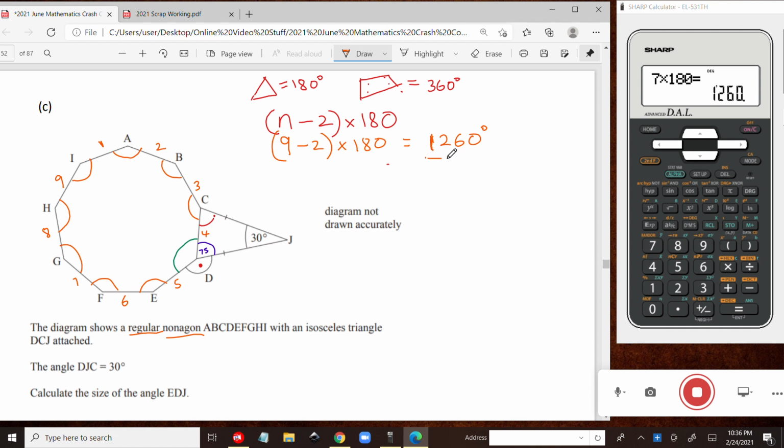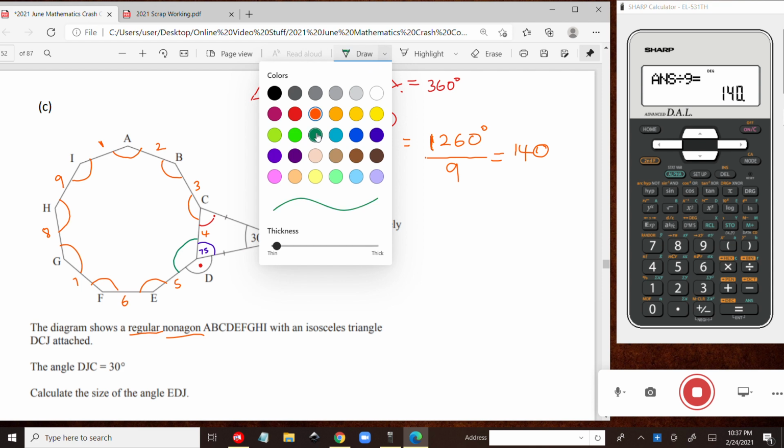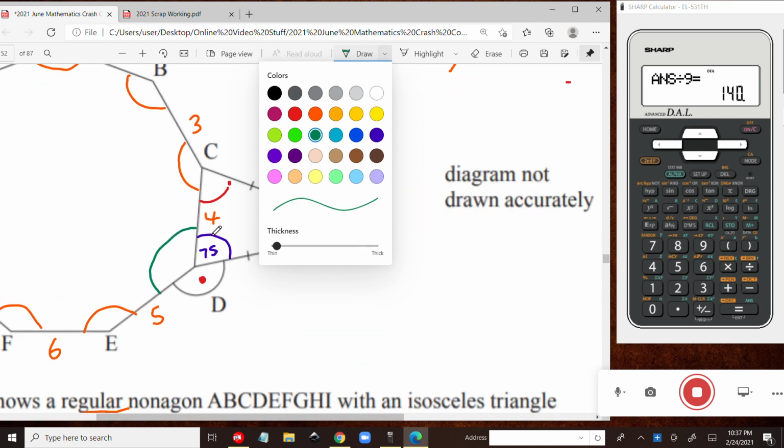So that means we have to divide it by 9 now to get the size of each individual interior angle. Divided by 9, I hope I get a good number. Yes, 140. So that means each of these are 140, including the green one. So let me zoom in here. 140.